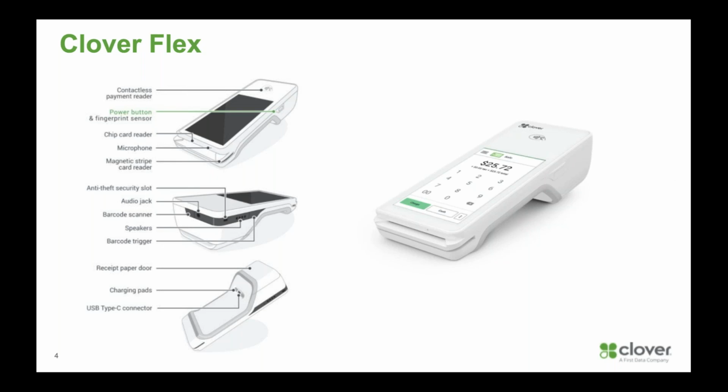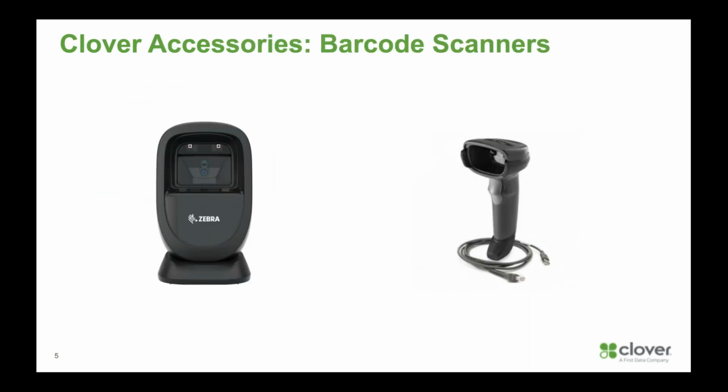Okay. Some of the other accessories I want to mention here are the barcode scanners. We have quite a few of these, but there are two I want to mention. One is a more stationary barcode scanner that can just sit on the counter. The other is more of your handheld barcode scanner, either wired or with an option for a Bluetooth handheld barcode scanner as well.